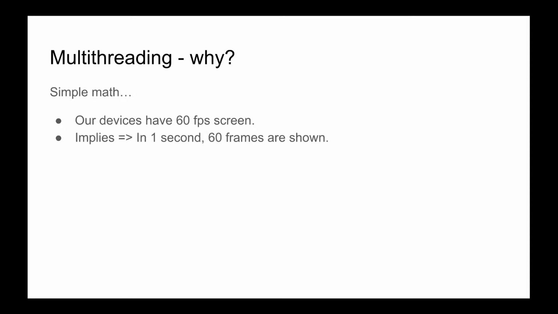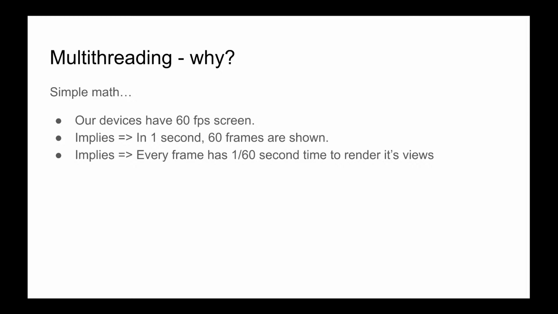That means in 1 second 60 frames are shown. So Android OS is making sure that 60 frames are moved in just 1 second. Now we will come to every frame. Every frame has 1/60th of a second to render its views. That means whatever screen you're designing, it has to render in 16 milliseconds. That's the time you get.